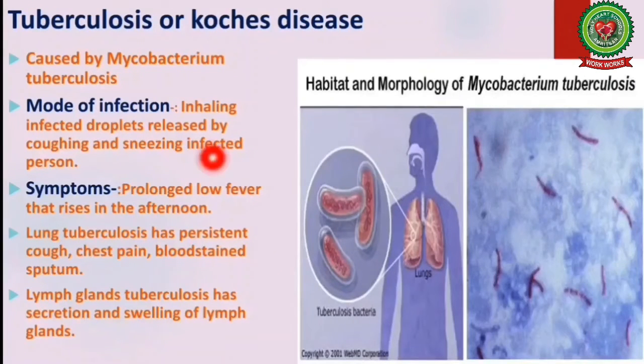Now, what are the symptoms of tuberculosis? Prolonged low fever that rises in the afternoon, that is similar to typhoid. Lung tuberculosis has persistent cough, chest pain, blood-stained sputum. Lymph glands tuberculosis has secretion and swelling of lymph glands.